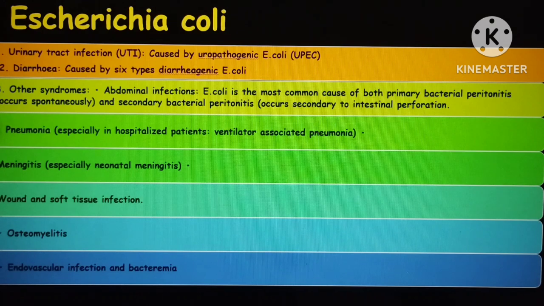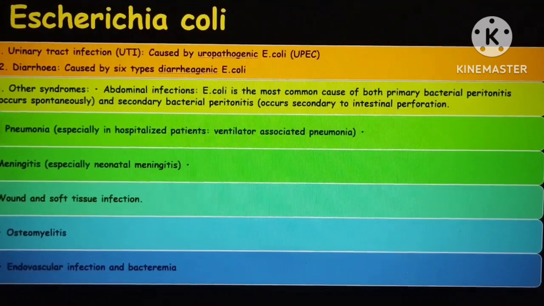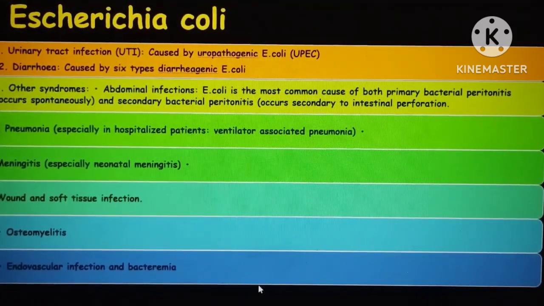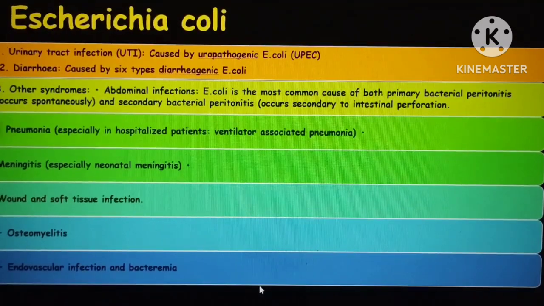Another important point you want to remember is that E. coli is the most common organism causing both primary bacterial peritonitis and secondary bacterial peritonitis. It also causes pneumonia, usually in hospitalized patients, that is ventilator associated pneumonia, and also causes neonatal meningitis, wound and soft tissue infection, osteomyelitis, endovascular infection and bacteremia. Okay, so these are the diseases caused by Escherichia coli, and the main points to remember are UTI and diarrhea.